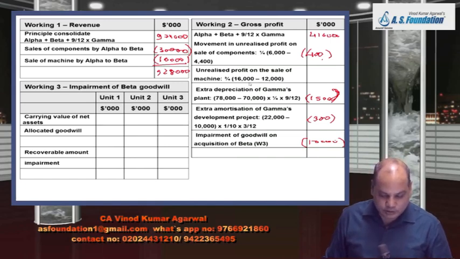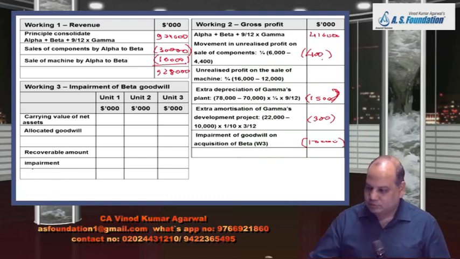On 1st April 13, Beta included the machine in its PPE and depreciated the machine over its estimated useful life of 4 years. So 1,000 has been depreciated. The unrealized profit now included in the machine will be 3/4. 1/4 got depreciated, 3/4 is still lying in the value of that machine. So how much is this net amount calculated by you? 3,000.